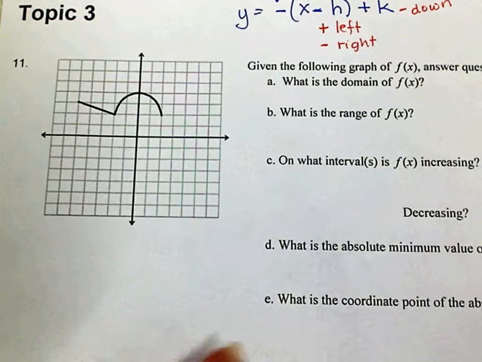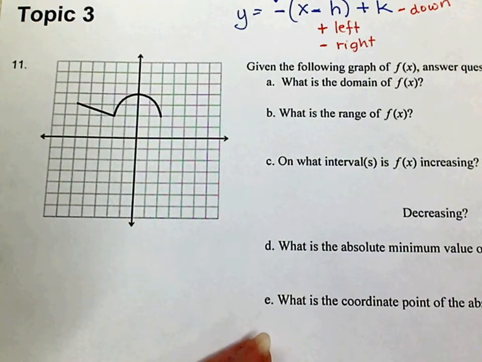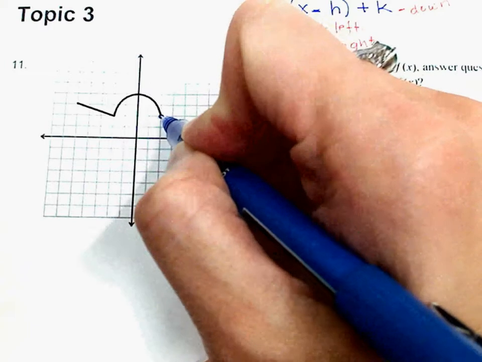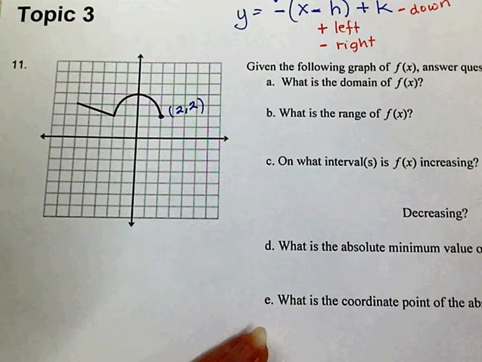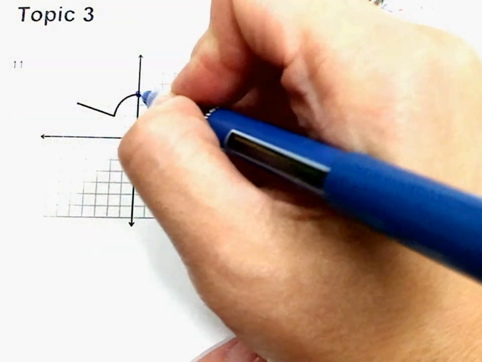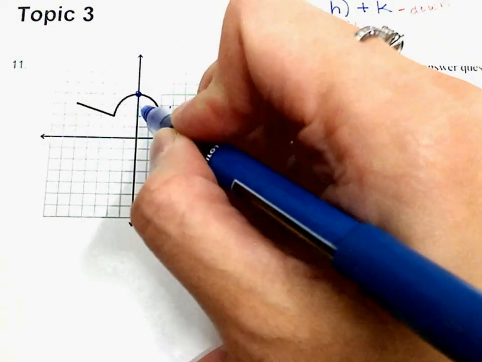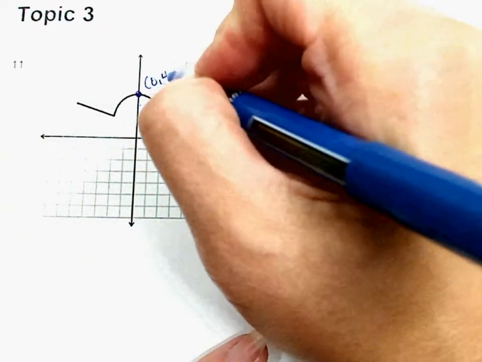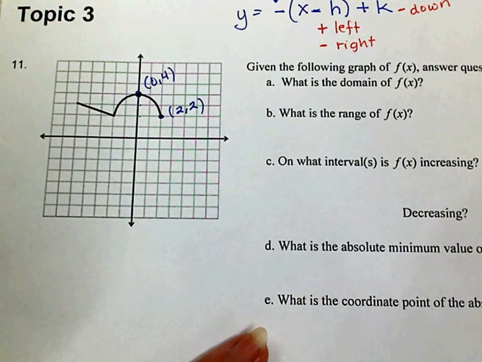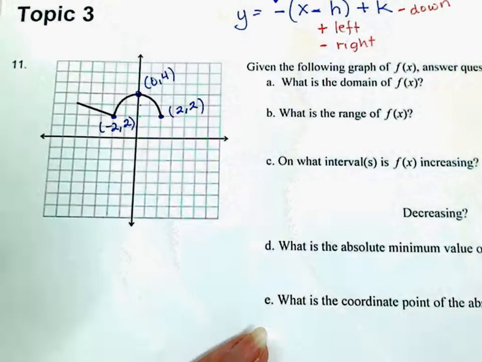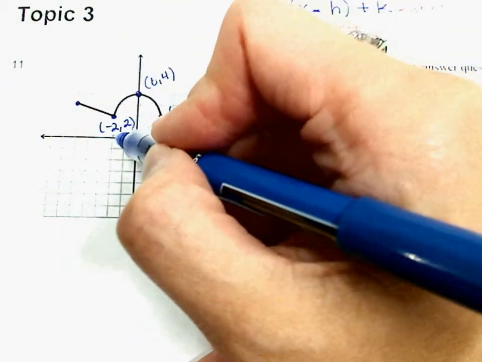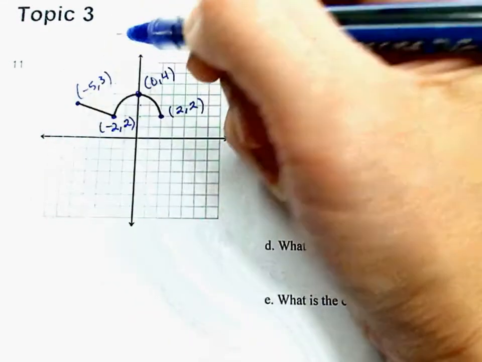Before you start, label important points. Okay? So this one right here is 2, 2. Label your points. Right here, this is 0, 4. Label your points. This right here is negative 2, comma 2. And this one here is negative 5, comma 3.